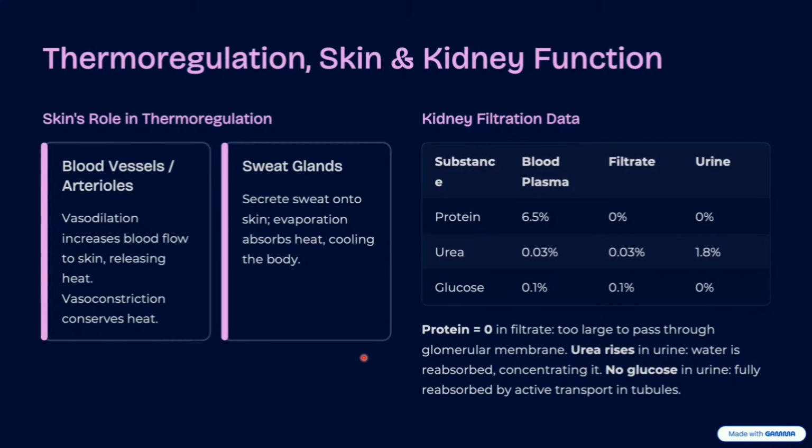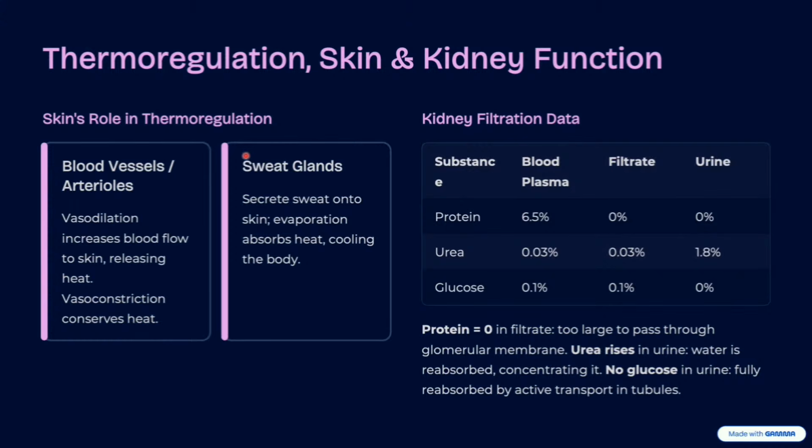When it is hot, of course, we expect vasodilation of blood vessels. And when it is cold, we expect vasoconstriction of these blood vessels. So when it is hot, they will vasodilate to lose heat to the environment through conduction. And when they vasoconstrict, of course, they reduce heat loss from the body. So vasodilation increases blood flow to the skin, releasing heat. Vasoconstriction conserves heat.